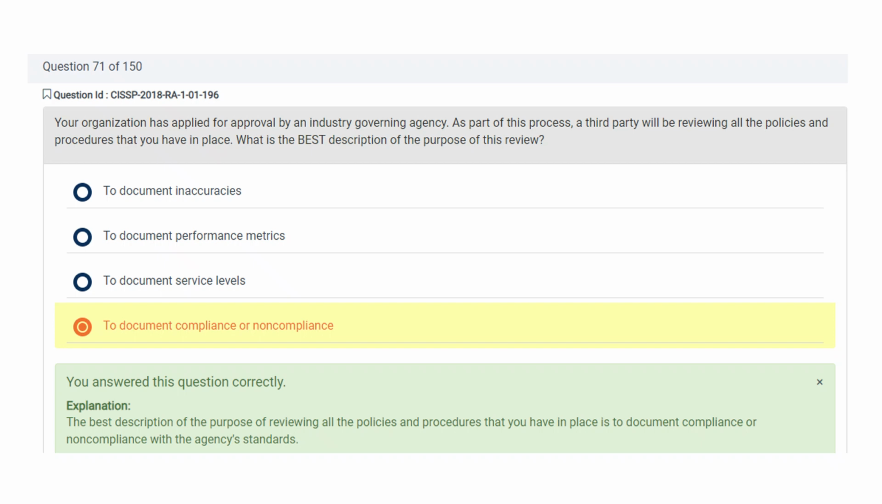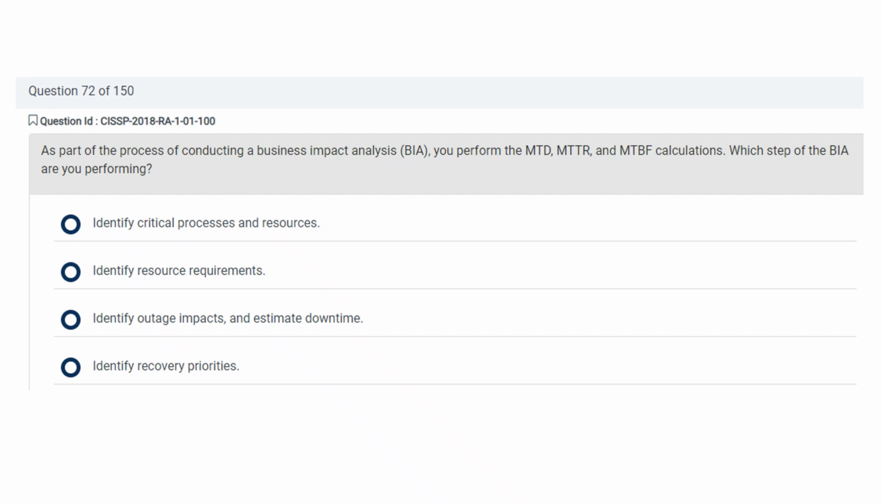The best description of the purpose of reviewing all the policies and procedures that you have in place is to document compliance or non-compliance with the agency's standards. As part of the process of conducting a business impact analysis, BIA, you perform the MTD, MTTR, and MTBF calculations. Which step of the BIA are you performing?